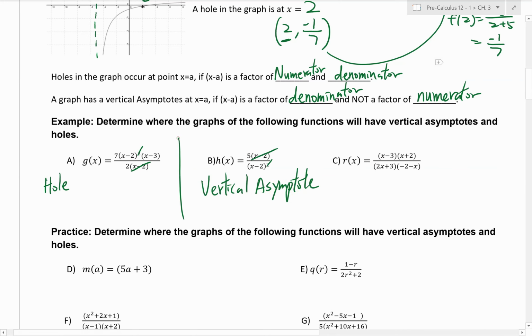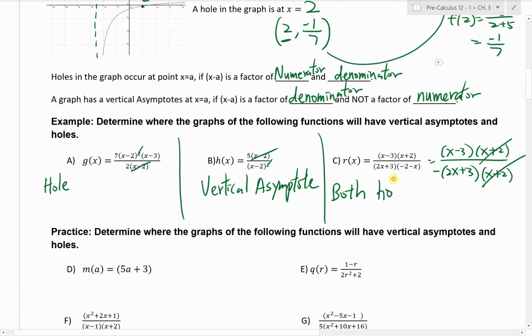Okay, for part C, let's see. This one is also interesting. This is x plus 2. That is negative 2 minus x. I think we've seen this many times. We could actually factor the negative 1 out here, so we can put a negative sign in the front. 2x plus 3 remains 2x plus 3, but the negative 2 minus x actually becomes x plus 2. If you just factor out the negative 1, then it becomes x plus 2. Then we can actually cross out x plus 2. So this one we would have both, both hole and vertical asymptote.